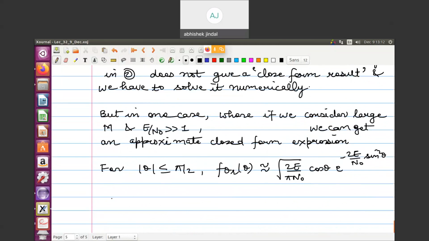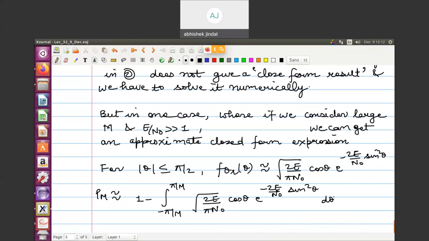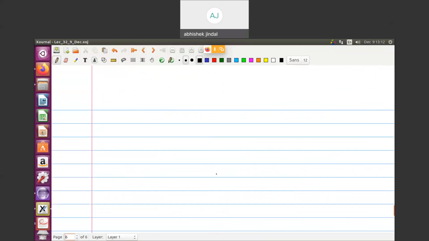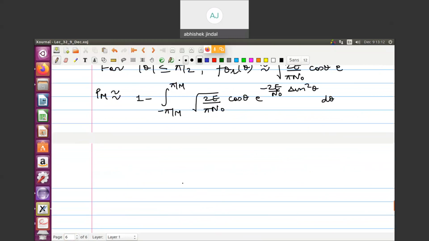So if I use this approximate expression for this PDF, then I can obtain the approximate expression for P of M as this, which is 1 minus the integral of root of twice of e by pi N naught, cos theta, e raised to power minus 2e by N naught sine square theta, d theta. Now this is the expression which you get, with a change of variable.